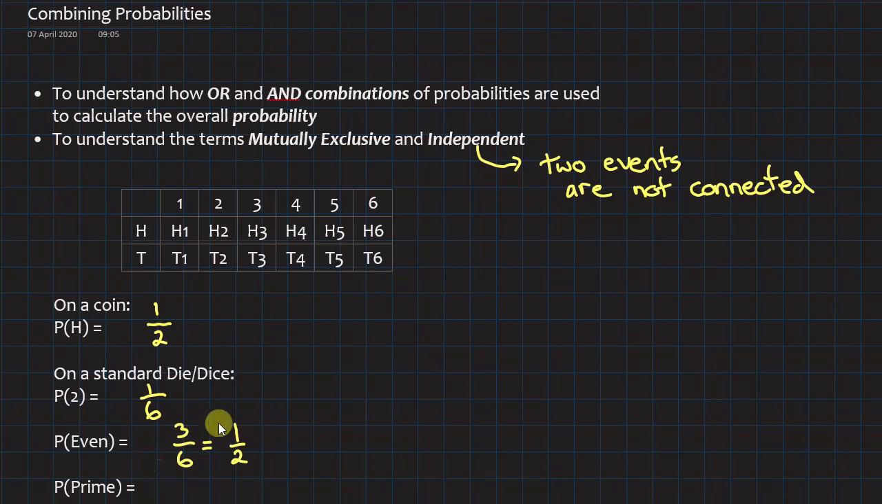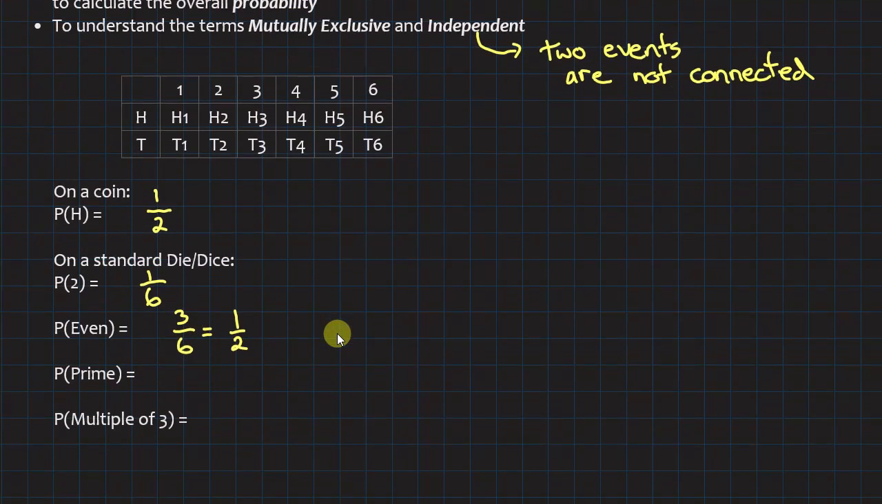Probability of a number being prime. Well, the prime numbers are 2, 3, 5. Okay, 1 is not prime, don't forget that one. So the probability of prime is 3 over 6, or a half again. Probability of a multiple of 3, well, there's 3 and 6, so that's 2 out of 6, which is 1/3. So we're now going to combine these questions and see what happens to the probabilities. We'll use the sample space diagram to solve the problem, and then we'll come back and fill them in.